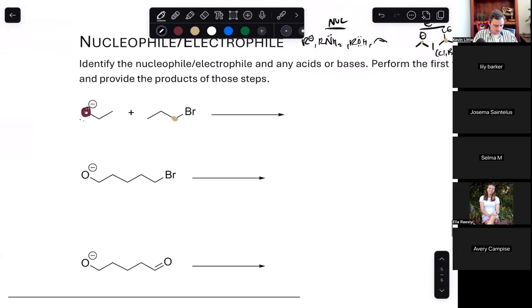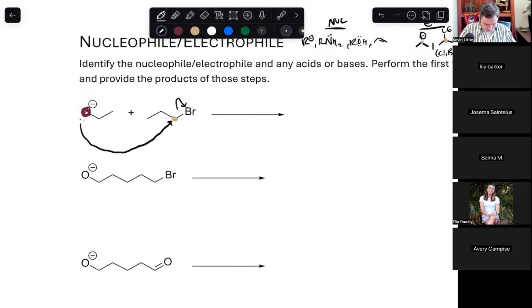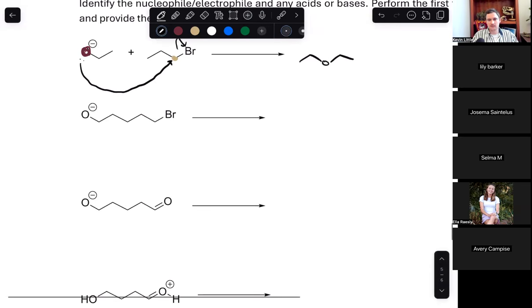So you can see that it looks like a base has already deprotonated this, right? There's a negative charge here that probably came from a base. So that step has already been accomplished. So we can just jump straight to nucleophile attacks electrophile. And I get that. Again, this is where being able to push arrows effectively is really helpful.